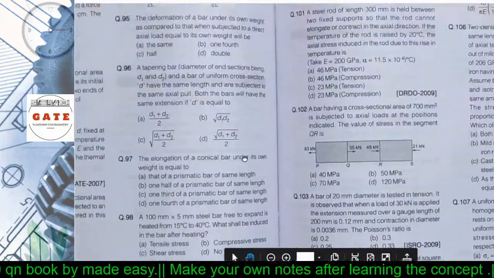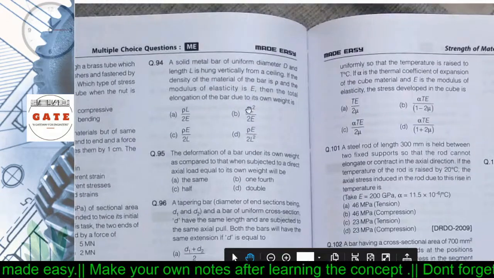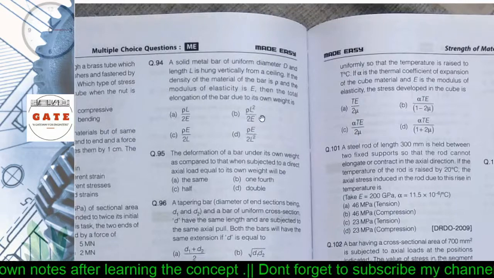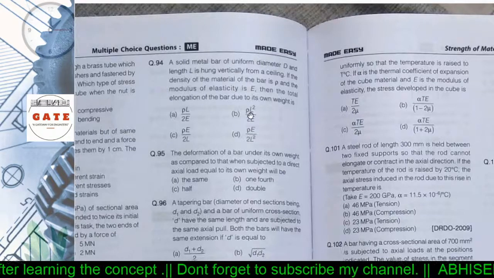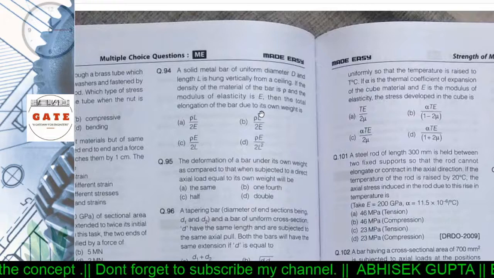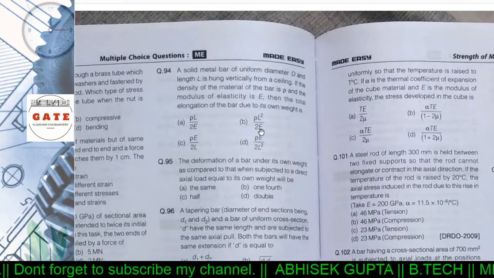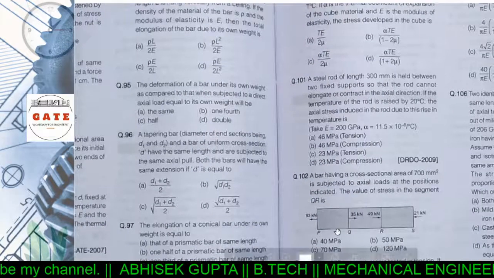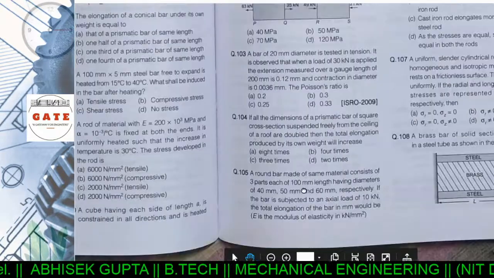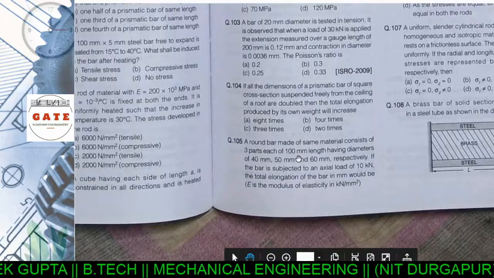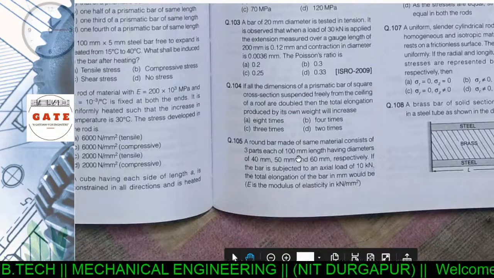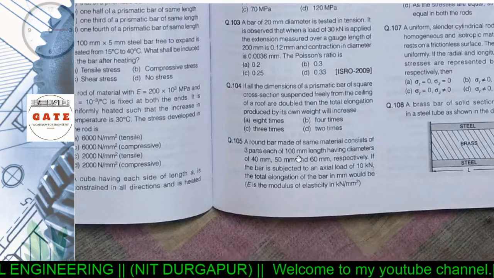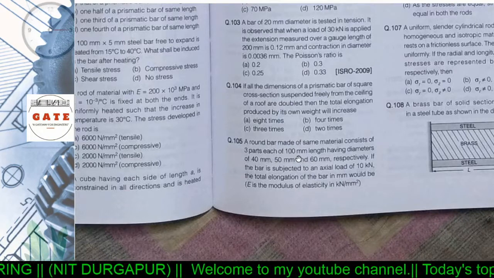So we see here this formula rho L square upon 2E. When L is doubled, rho is the same, 2 is the same, E is the same. So when L is doubled, the answer will be 4 times. So 104 answer: the increase will be 4 times. Option B. 104 option B.